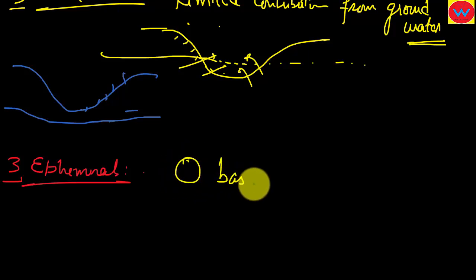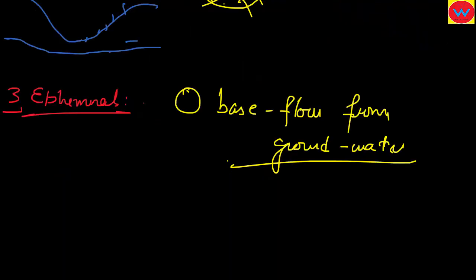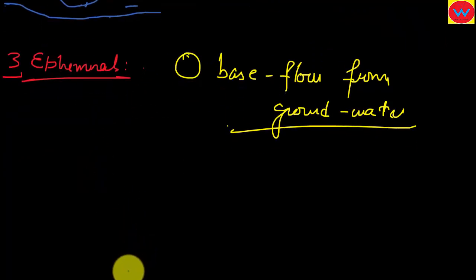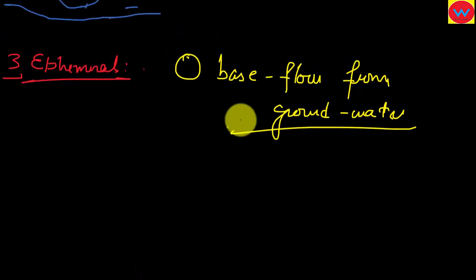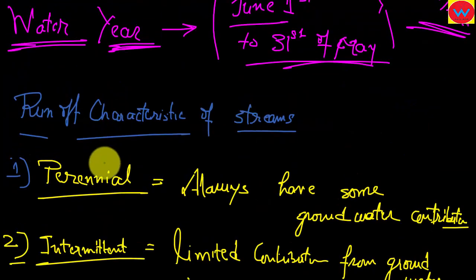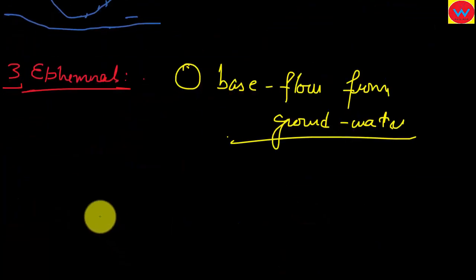Zero base flow contribution, you can say zero base flow. That is, there is no contribution from groundwater, and the stream dries soon after the end of the storm flow. If there is flood, then its water will be there in the stream. If there is no flood or no rainfall, there will be no water in such a stream. So we have looked at three classifications of streams: perennial, intermittent, and ephemeral.